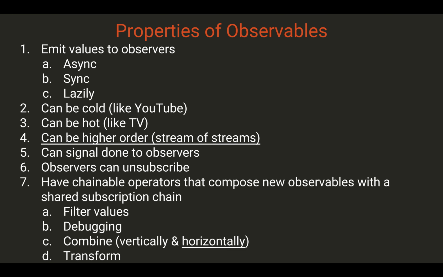So now we know that we can have higher order streams, so streams of streams, that can be modeled with observables, and we've seen that we can combine them both vertically and horizontally.